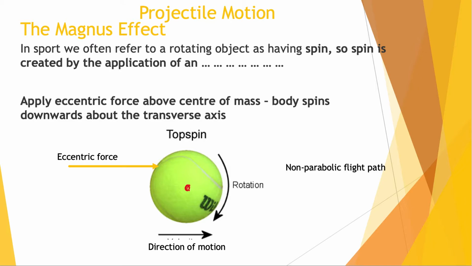So we're looking at this tennis ball in this case from the side view. So it's the transverse axis that the ball is rotating around. To create top spin, we apply the eccentric force above the centre of mass, and it causes the ball to rotate sort of downwards here. Causes it to rotate clockwise as we look at it about that transverse axis. And all spin is going to create a non-parabolic flight path.